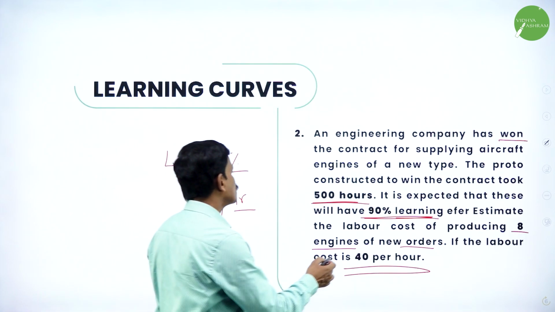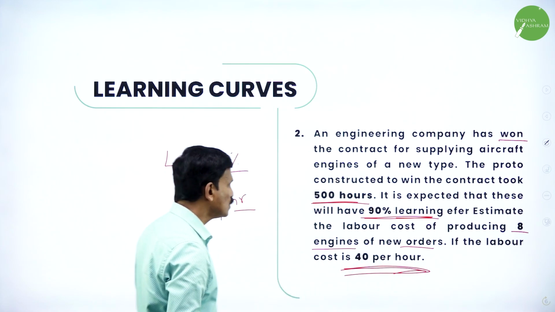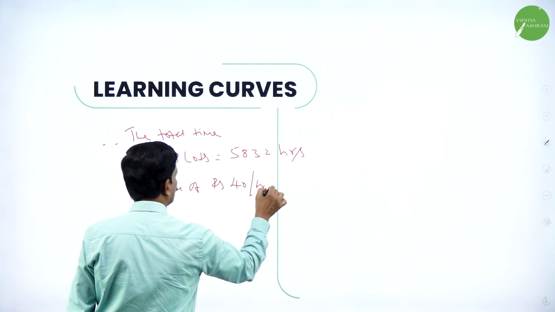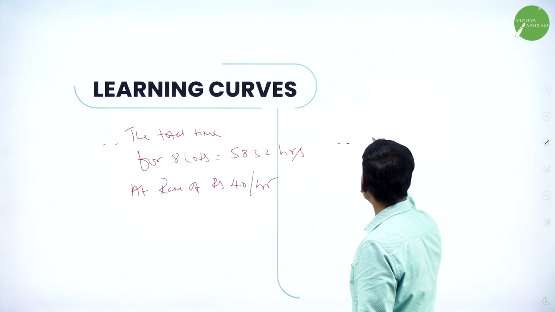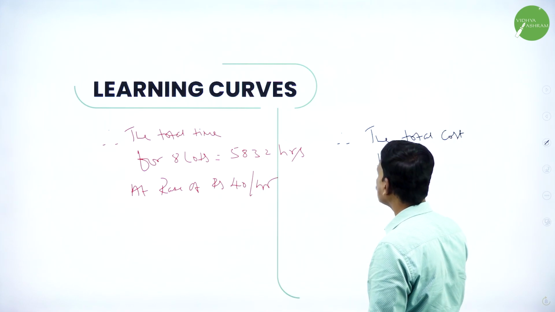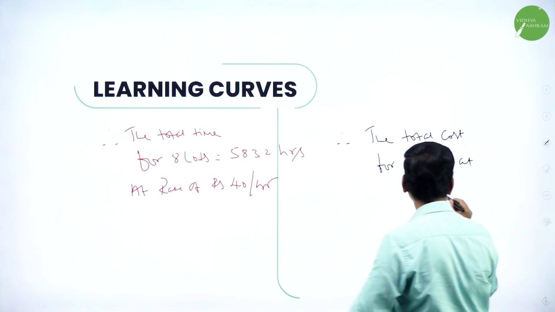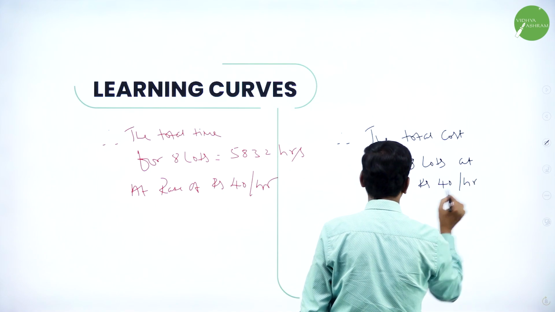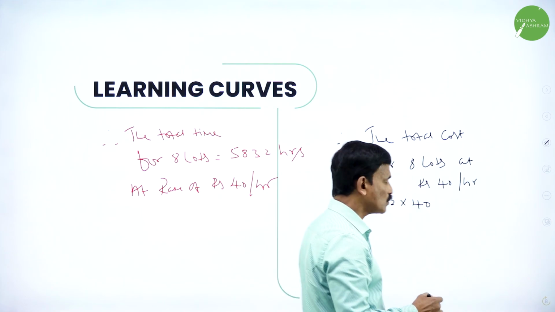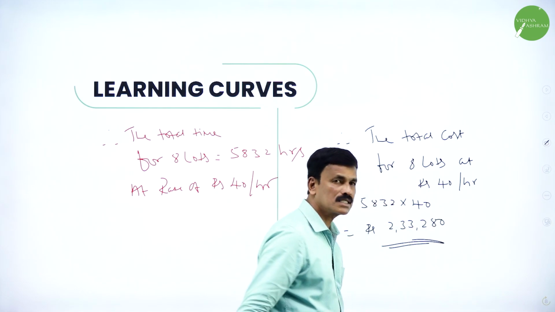Now, what is the cost given? So, the labor cost of producing 8 lots of engines of new order, if the labor cost is 40 per hour. So, at the rate of rupees 40 per hour. Let me explain. So, therefore, the total cost for 8 lots at rupees 40 per hour is equal to 5832 into 40. So, this is equal to rupees 2,33,208. That's it. Hope you followed.